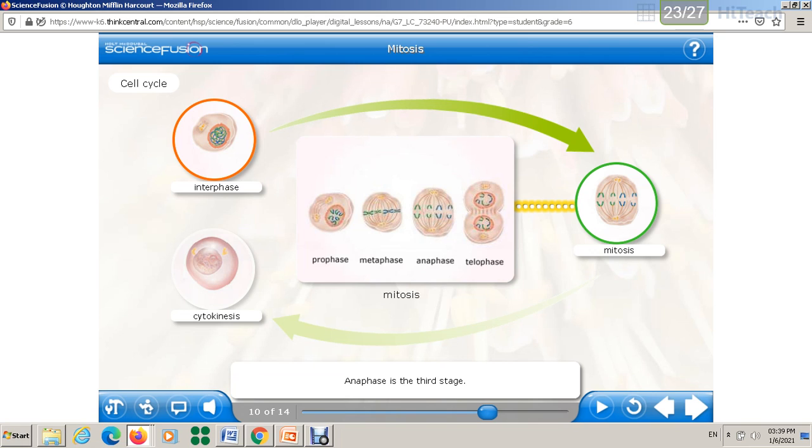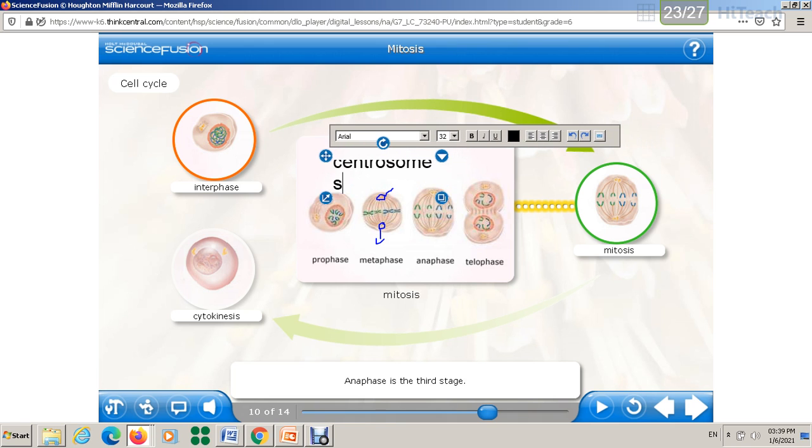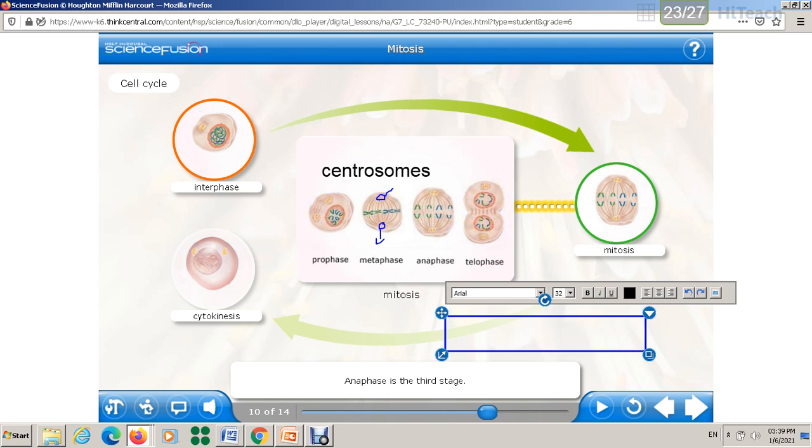These mitotic spindle fibers start from each side. These are centrosomes. I'm going to write the name of these centrosomes, and the fibers are the mitotic spindle. So let's write the centrosome first. Centrosome. Okay, and these fibers are called what? I'm going to write them here. The fibers are the spindle, mitotic spindle.